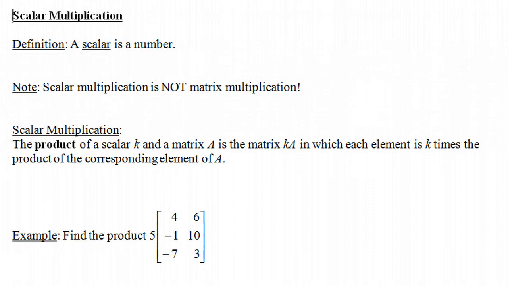In this video, we're going to talk about scalar multiplication. Now, a scalar is just a number. For example, like 5 or -3, those are scalars. A matrix would not be a scalar.